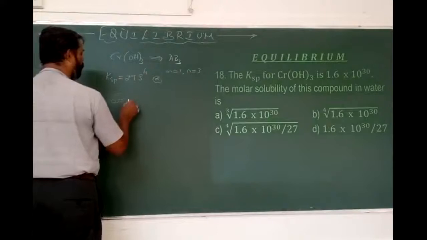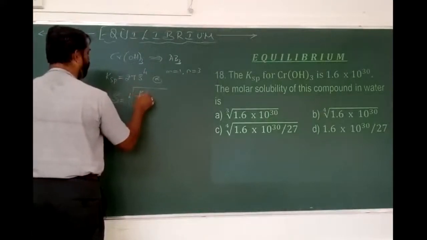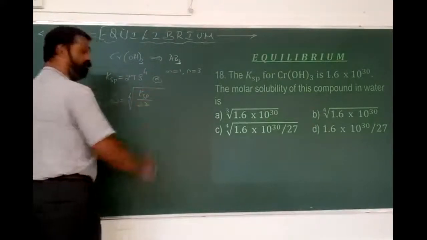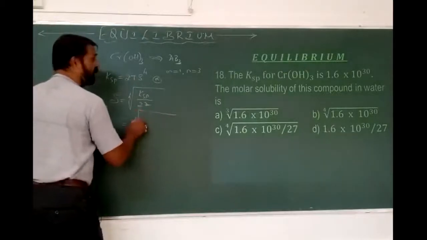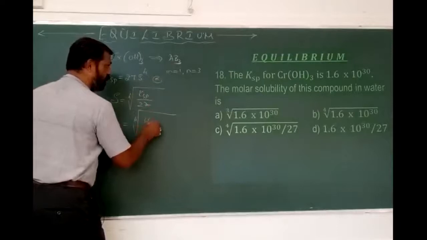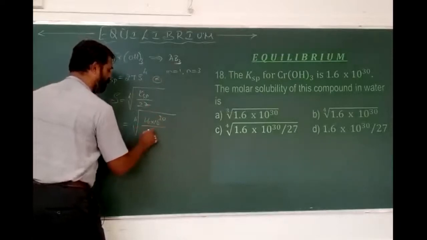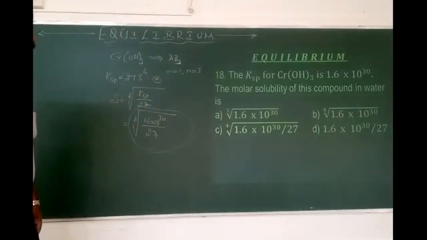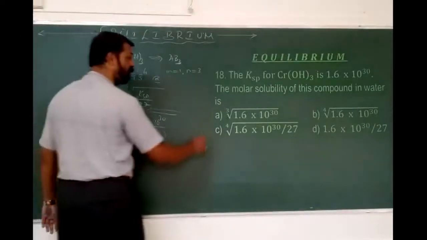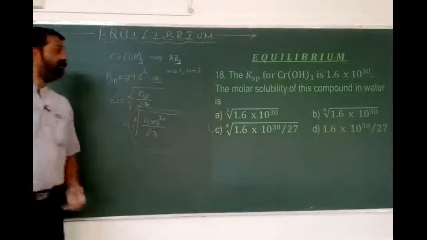S is equal to the 4th root of Ksp divided by 27. What is Ksp given? 1.6 × 10^-30 divided by 27. The 4th root of 1.6 × 10^-30 divided by 27, that is equal to what? Okay.